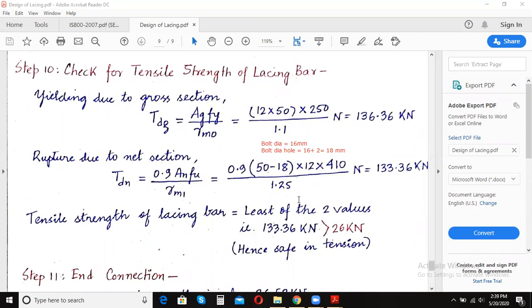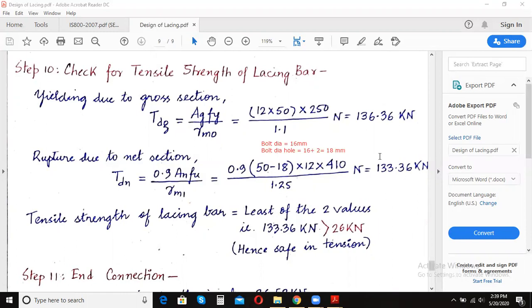So the net area will be how much? 50 minus 18 into 12. This is the net area, and FU is 410. Gamma m1, the partial safety factor, is equal to 1.25. So TDN is coming out to be 133.36. We are deliberately ignoring the design strength due to block shear failure, because the value of design strength due to block shear failure is generally higher compared to these two values.